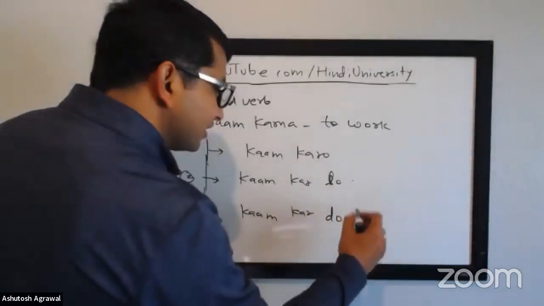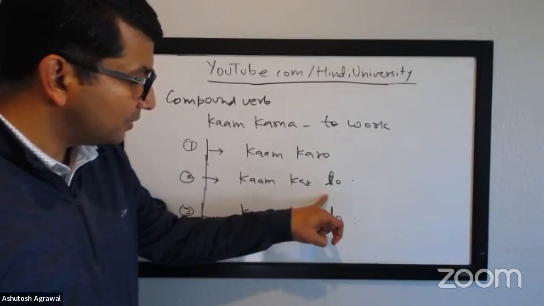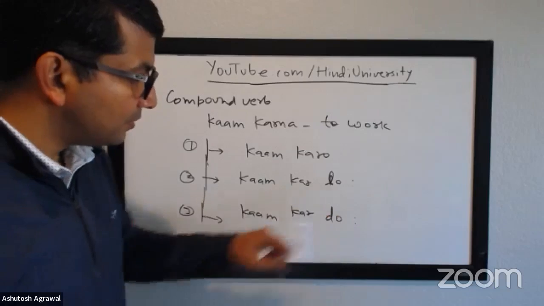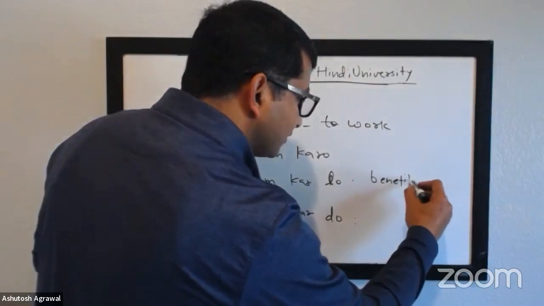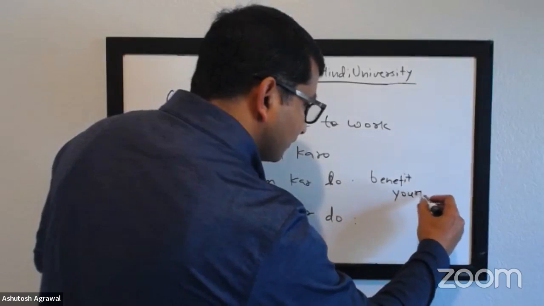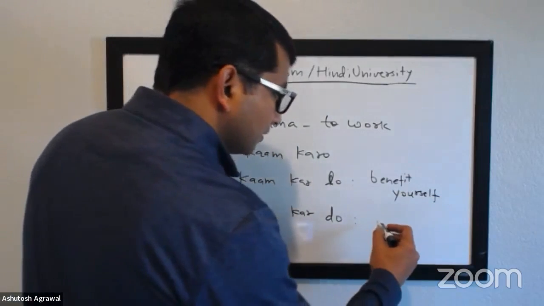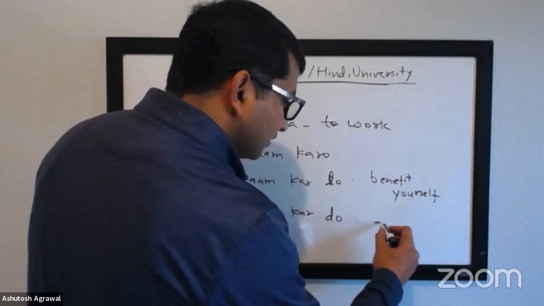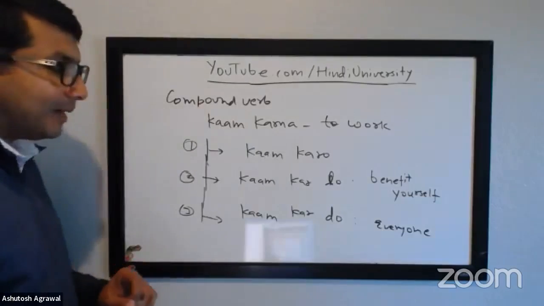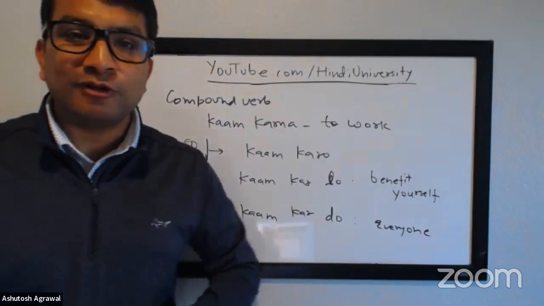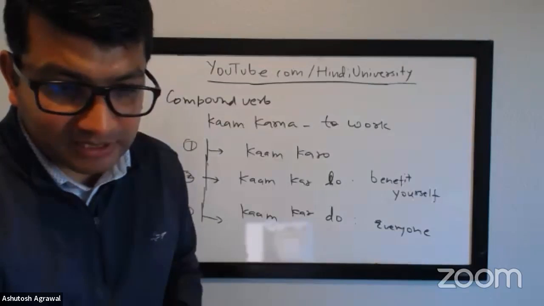What is the distinction here? What do you think? So काम कर लो is doing it for the benefit of yourself. You should do the work so you will benefit yourself. Versus this one, काम कर दो, is doing it for the benefit of others, for the benefit of everyone. Now you can define the kaam. What is the kaam we are talking about? What kind of work is it, basically?